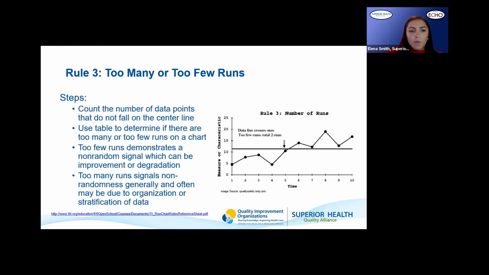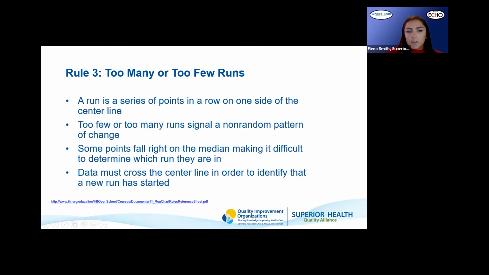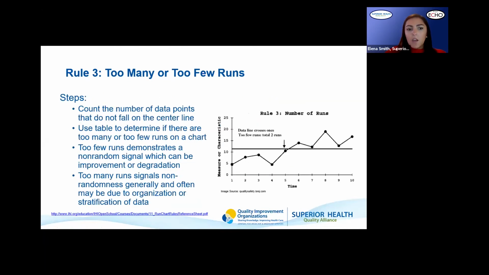When we go on to this chart, we see that there were 10 data points, and between 3 and 9 runs is expected, and we had fewer than that. So what that tells us is too few runs demonstrates a non-random signal, which can be improvement or degradation, which in this case, we're seeing quite a bit of increase. So that would likely mean improvement.